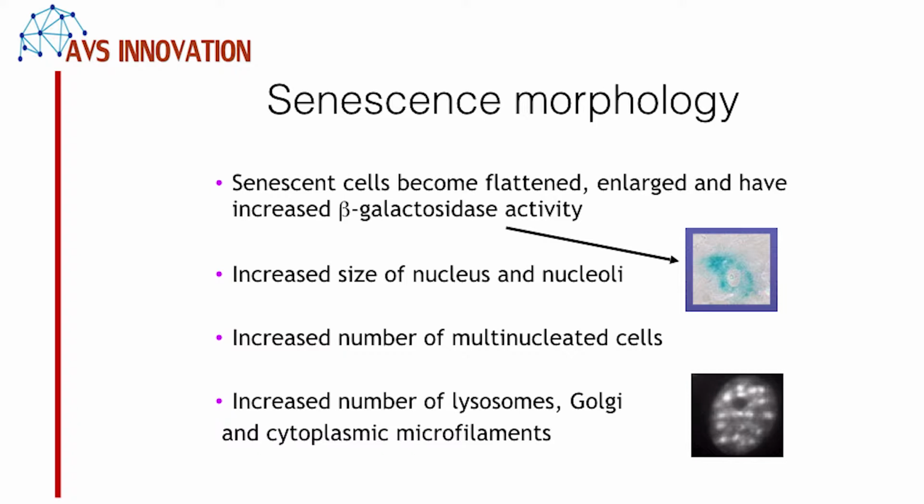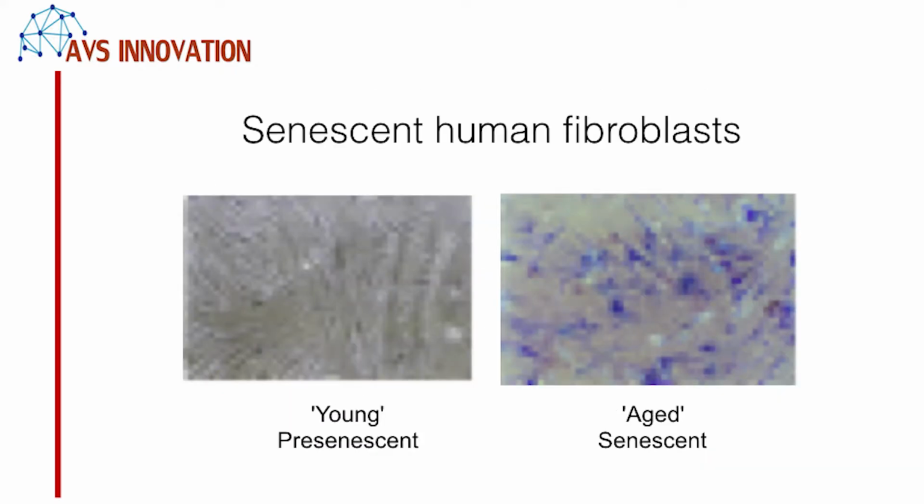When you have a lot of beta-galactosidase at pH about 6, you can detect it. That indicates your cell age. So you have increased size of nucleus and nucleoli, an increased number of multinucleate cells, and an increased number of lysosomes, Golgi, and cytoplasmic microfilaments. So this is what the cell looks like when you're getting old.